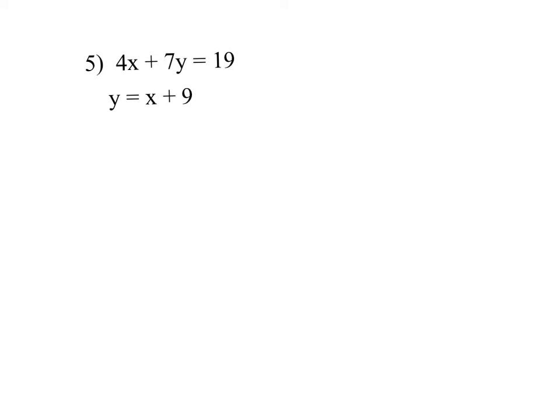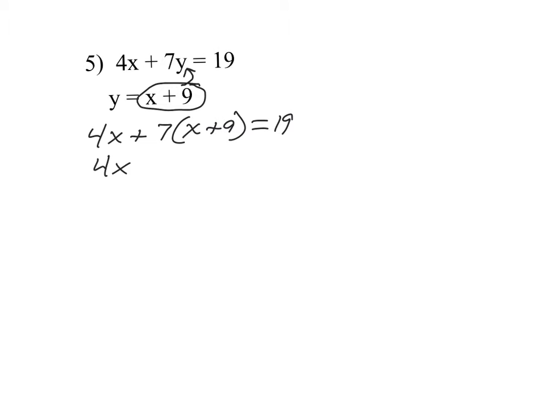Number 5 is a little bit more complicated, but not really. We still have y by itself in the second equation, and it says that y is equal to x plus 9. Again, I replace the y in the first equation, but I've got to multiply that entire thing, x plus 9, times 7. So it's not just x times 7, it's also 9 times 7.